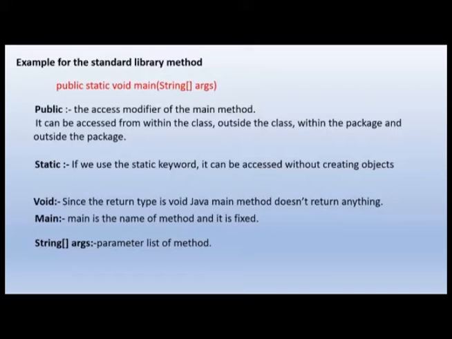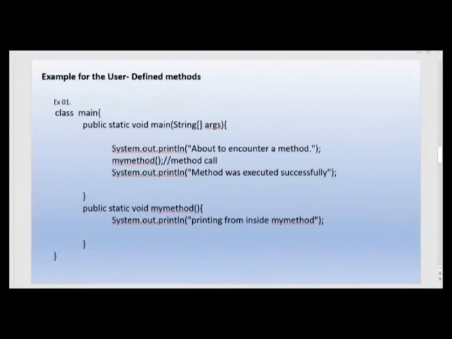And void. Void is the return type. The Java main method doesn't return anything because the return type is void. And main. Main is the name of the method. It is fixed. We cannot change it. And the last thing is String args, the parameter list of the method. It is a String type array. Next, move to another example.